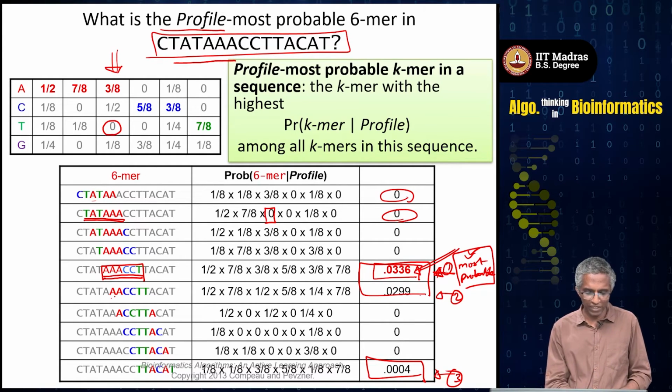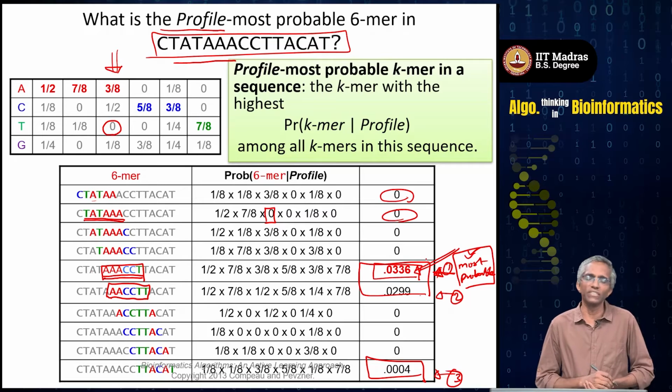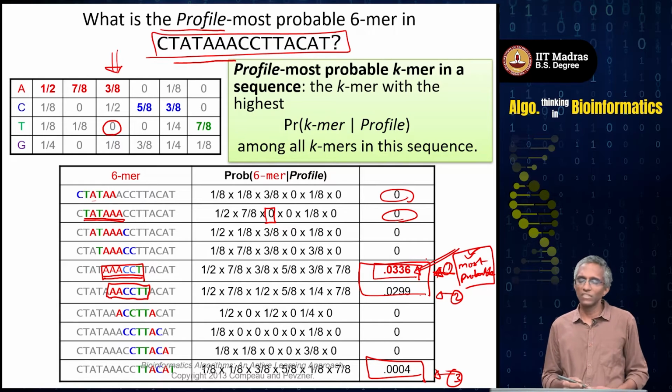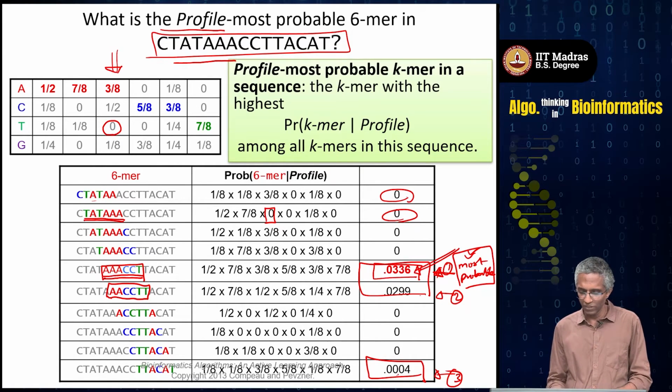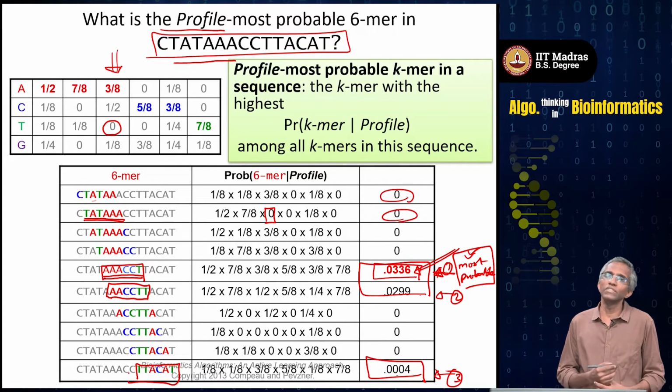So, this particular k-mer AACCTT also has a close enough probability, maybe not optimal, but close to optimal. 0.0299 is still close to 0.0336. So, that should also be given a chance sometimes. Similarly, the final one is low probability, yes, but it is still non-zero, and so this TTACAT should also be given a chance sometime. And Gibbs sampler gives these chances.